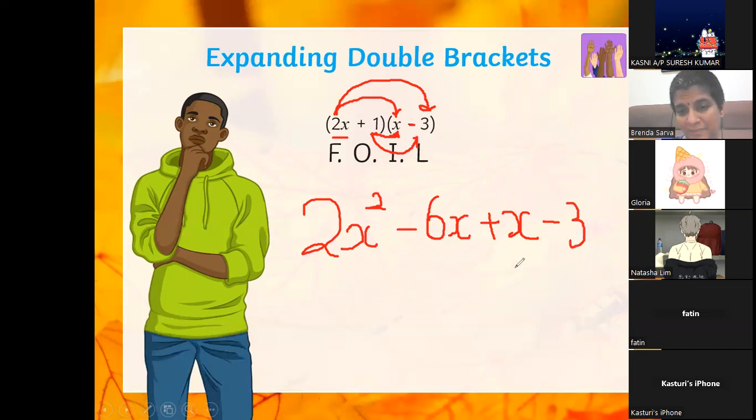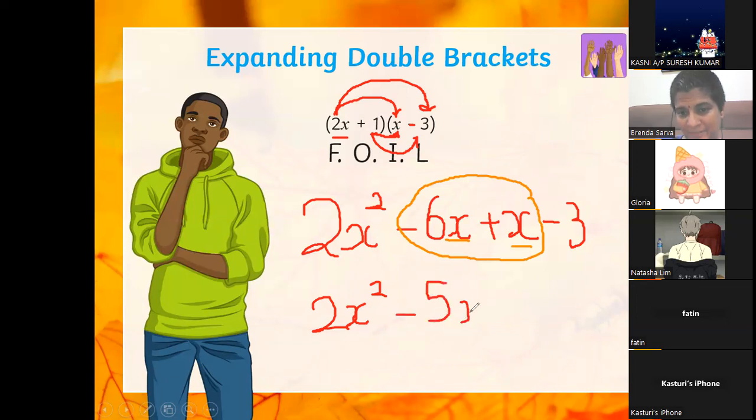It's -3. Now, in the center is where you need to work a little bit of your magic. Don't forget, x and x is the same term. So your answer is going to be, follow your 2x squared. That one cannot change. And then -6x plus x means -5x. This is the simplifying part where we did in the beginning of today's lesson. And then -3. That's it.